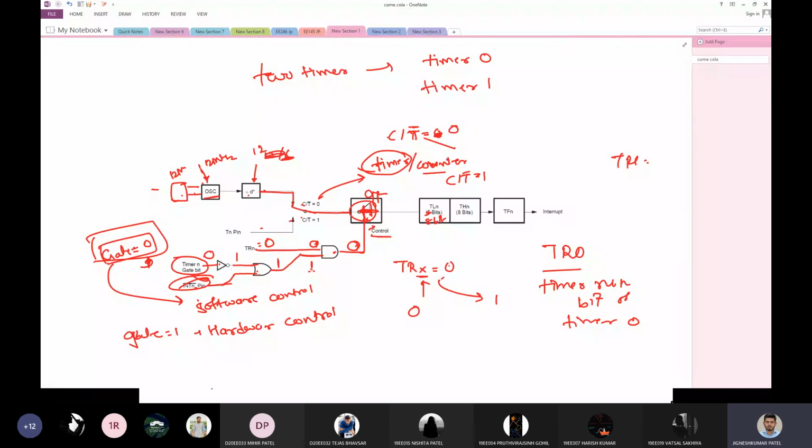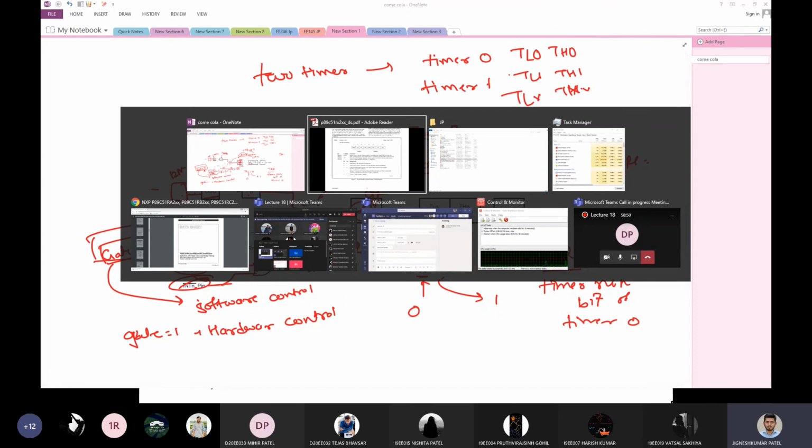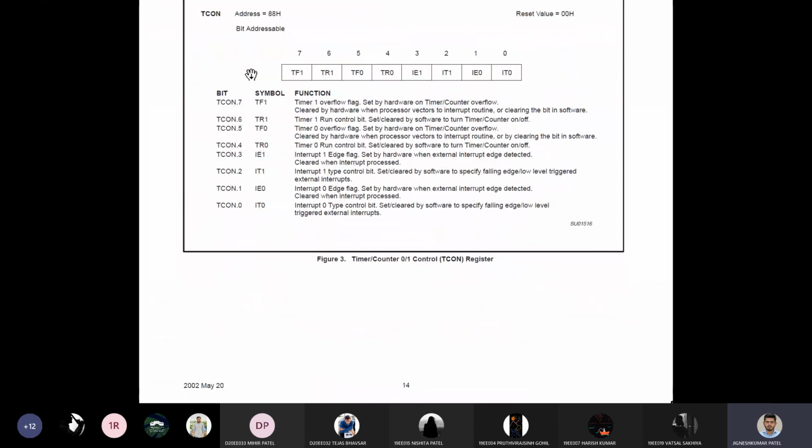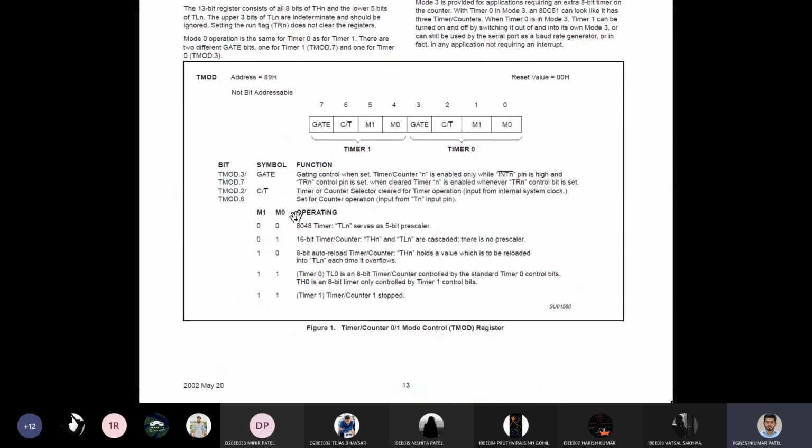In the same way, if I have TLX and THX, the timer 0 register is TL0 and TH0, and your timer 1 register is TL1 and TH1. That means your X can have the value 0 or 1, depending on the timer. So there are two timers known as timer 0 and timer 1. Both timers can be controlled through the two SFRs known as TMOD and TCON. Those are the two SFRs using which you are going to control a timer.